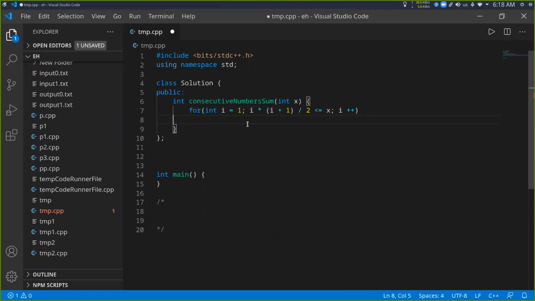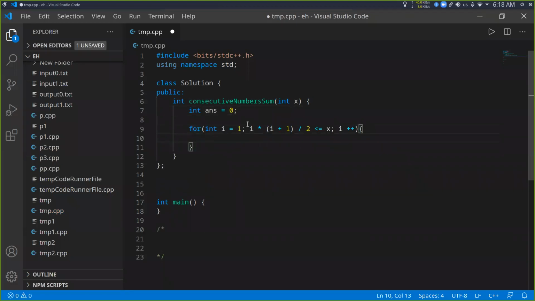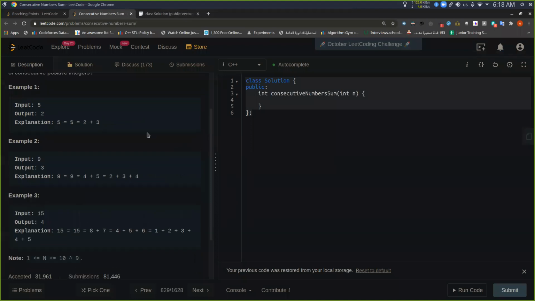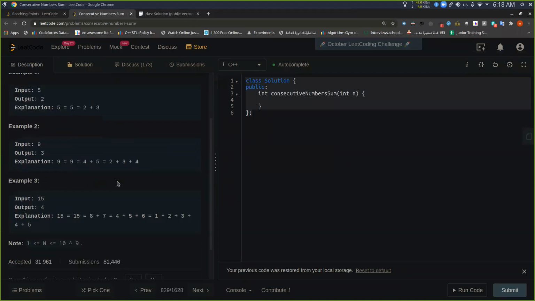Okay. So let's say here we have our answer equal to 0. And we'll just do one check. If i times i plus 1 over 2 equals x, then answer plus plus, right? So now I know that I reached some consecutive integers starting from 1 and ending at i that have a sum equal to x. So now I counted the number of ways to form these consecutive numbers, but only if they start from 1. But what about the other ways?